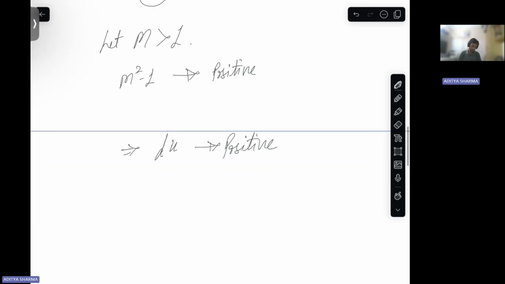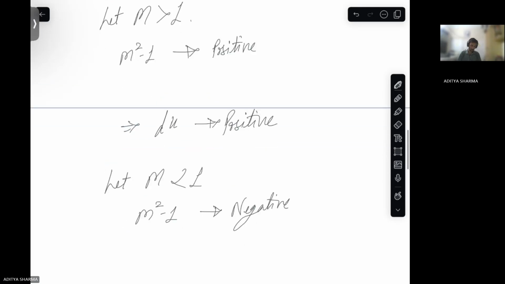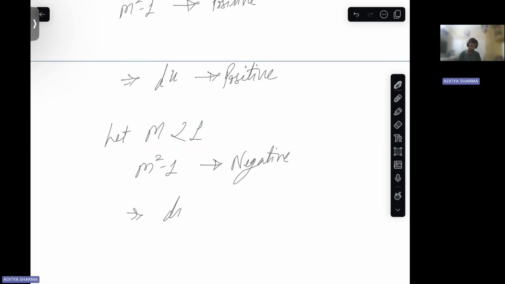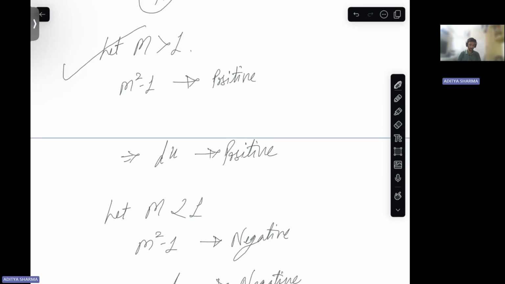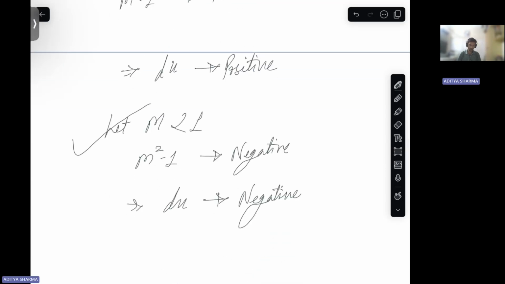On the other hand, if the Mach is less than 1, in that case, what will happen? Your M square minus 1 will be negative. So for the right hand side to be positive, your change in velocity will have to be negative. Correct? So in this case, your velocity will increase. In this case, your velocity will decrease.